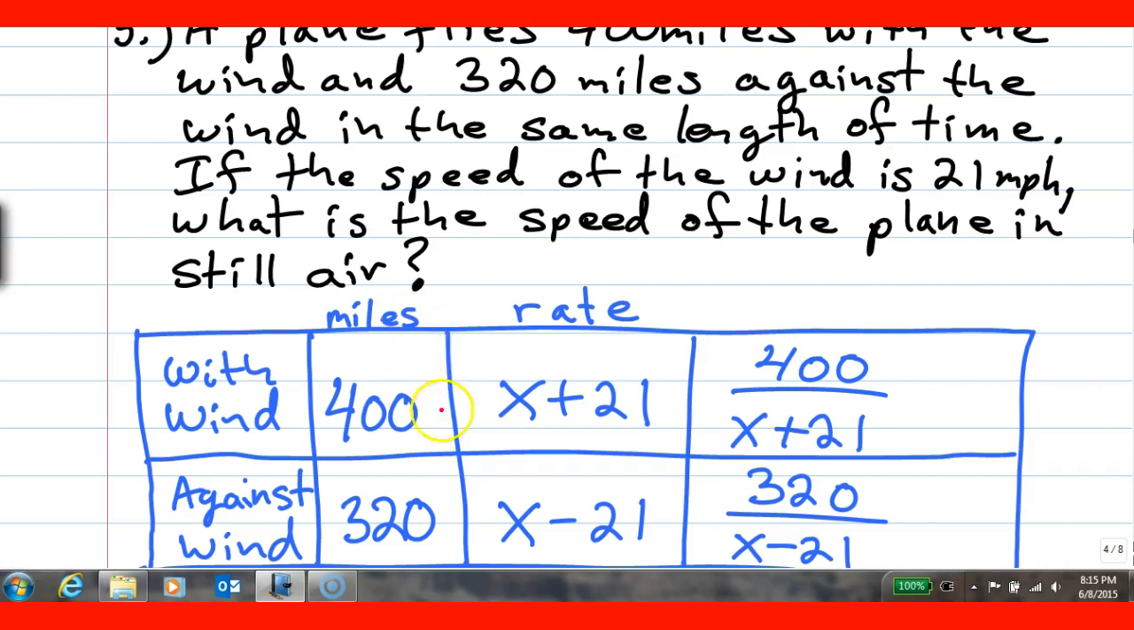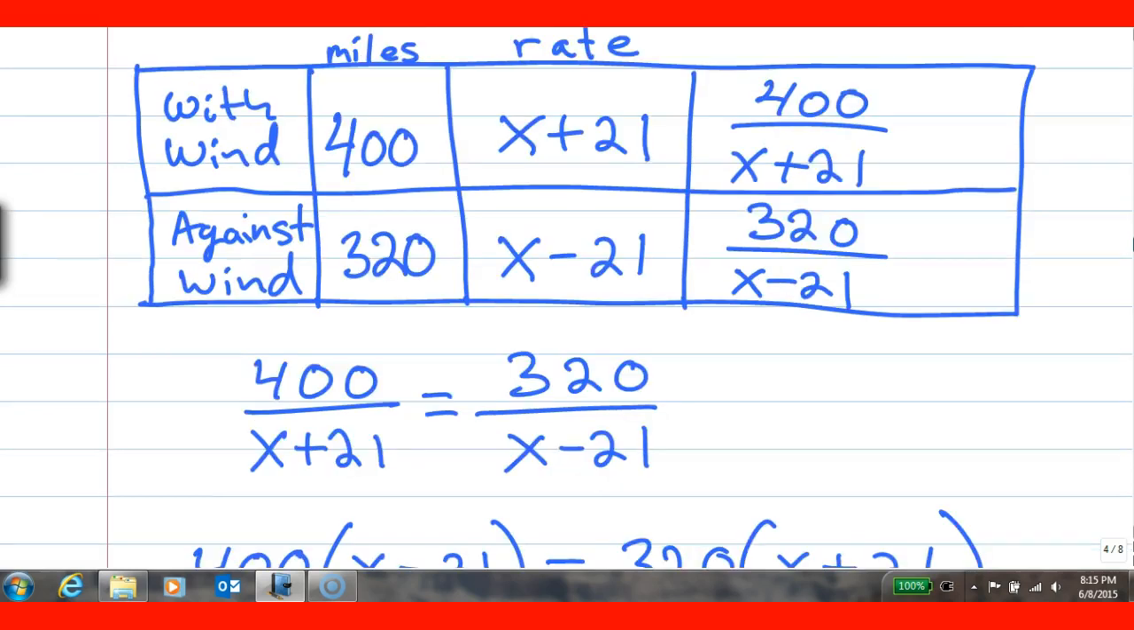So we're going to take those miles, we're going to take that rate, and we're going to set them up into a formula. This creates a division. So we have 400 divided by x plus 21. And then for the against, we have 320 divided by x minus 21. Now we can set them up equal to one another, with the wind and against the wind. So 400 over x plus 21 equals 320 over x minus 21.